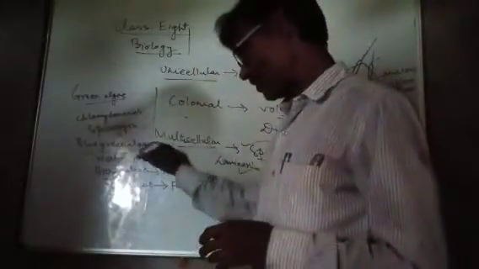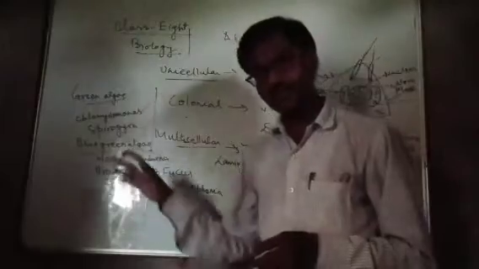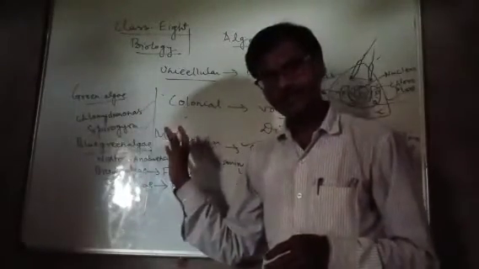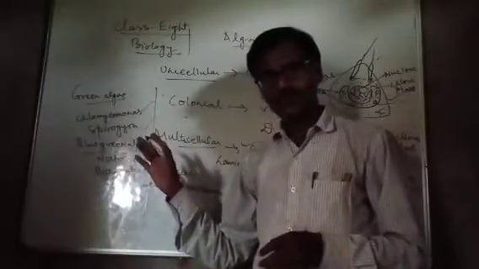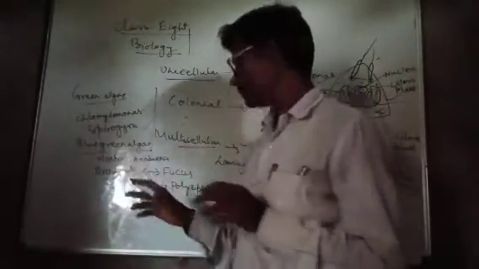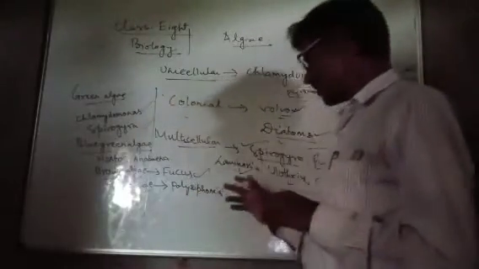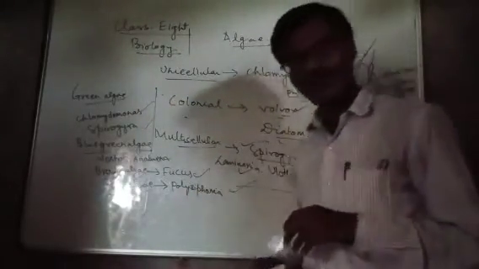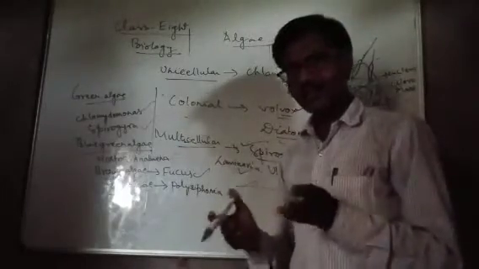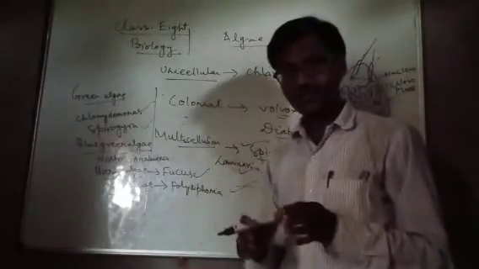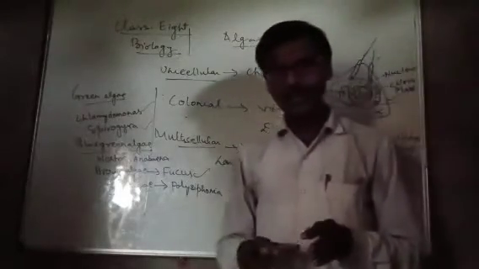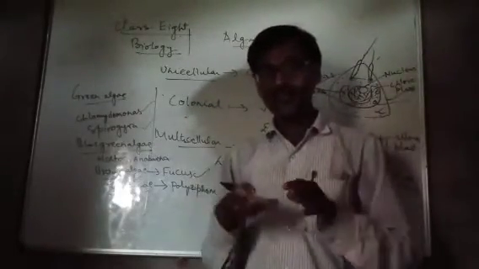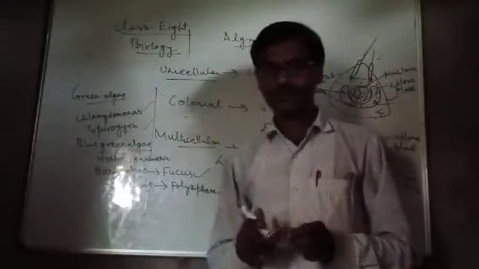Blue green algae, two common examples: Nostoc and Anabaena. Nostoc and Anabaena are blue green algae. They look blue green in color. Brown algae, Fucus, and red algae, Polysiphonia. In the Red Sea, red algae are present in abundance, so the water in the Red Sea appears red, and that sea is named so.